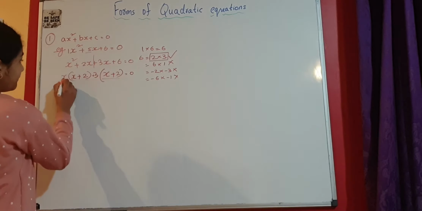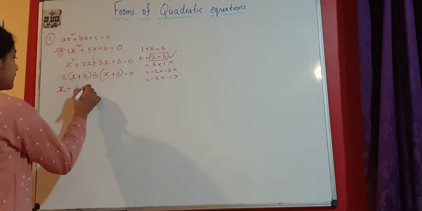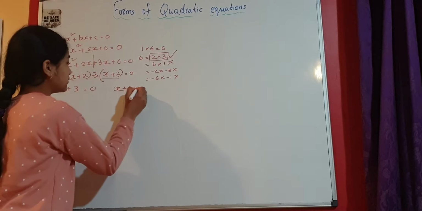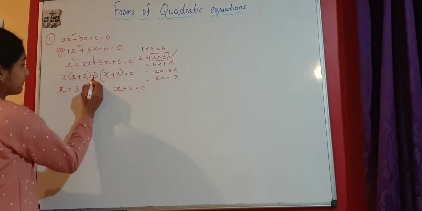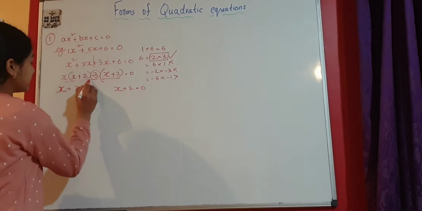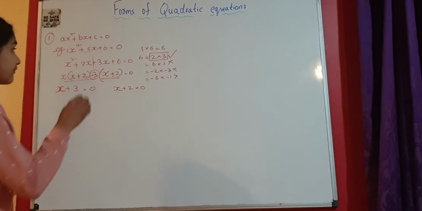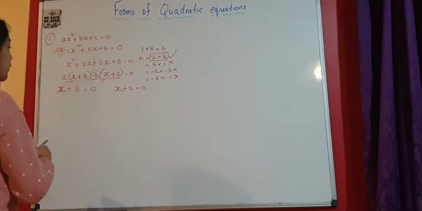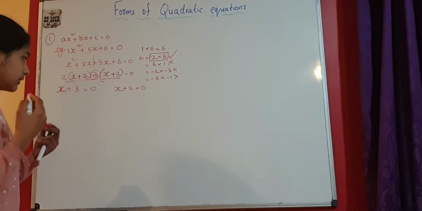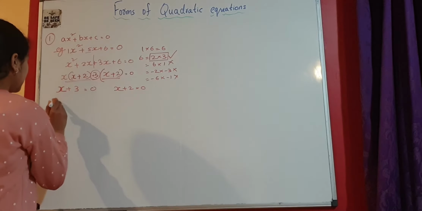So again, x plus 3 is equal to 0, equated to 0, and again x plus 2 is equal to 0. This 3 came from here, this 3. So this is one equation and this is one equation. Now if they ask you to find the factors of this equation, you can just tell the factors are x plus 3 and x plus 2.